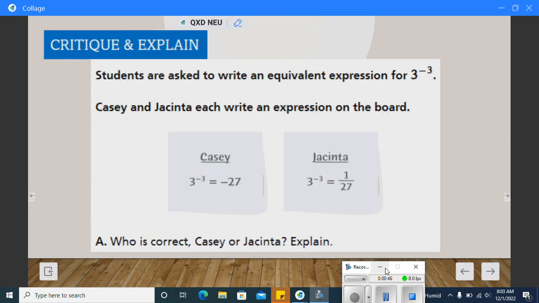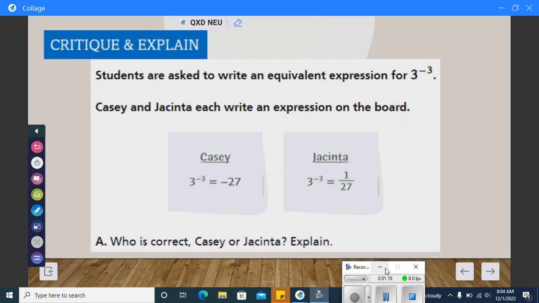Now, here, students are asked to write an equivalent expression for 3 to the power of negative 3. Cassie and Jacinta each write an expression on the board. For Cassie, it's 3 to the power of negative 3 is equal to negative 27. But for Jacinta, she has 3 to the power of negative 3 is equal to 1 over 27. So who is correct? Cassie or Jacinta?